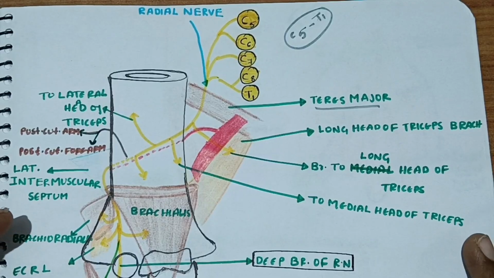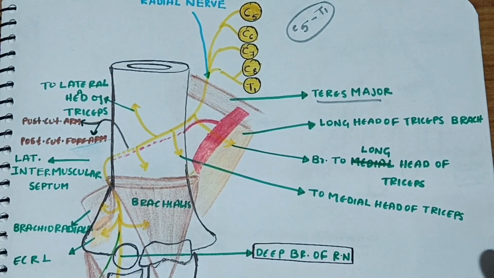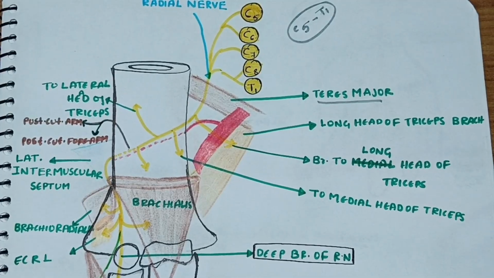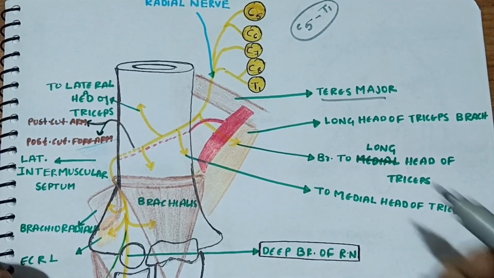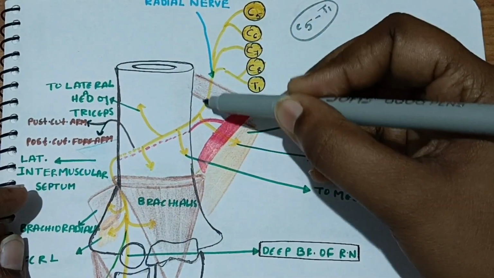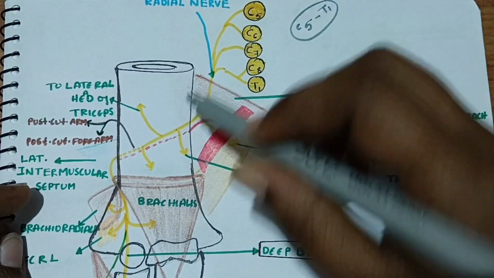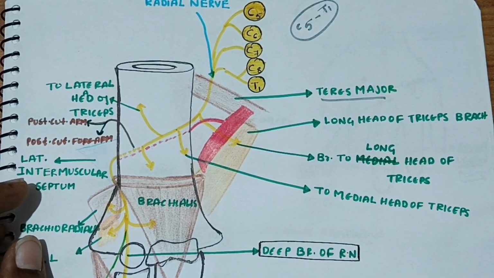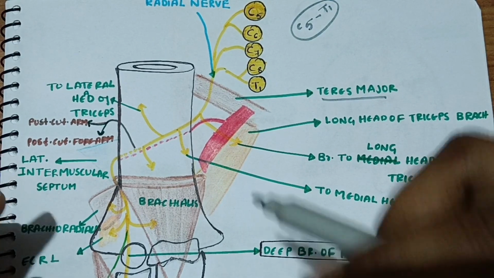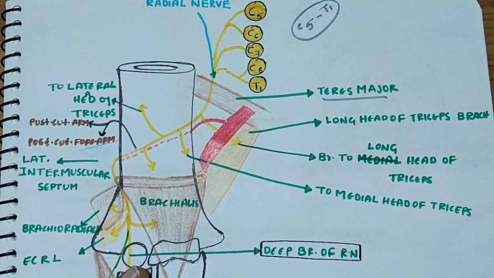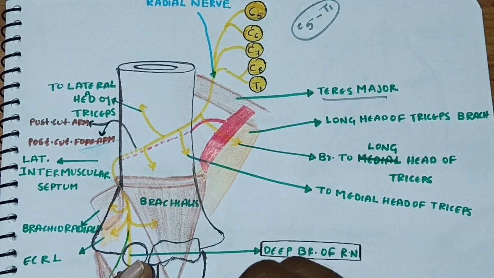It is going to form in the axillary region. After forming, it enters the intermuscular space. Along with a branch of the brachial artery, known as the profunda brachii, the radial nerve enters the intermuscular space.